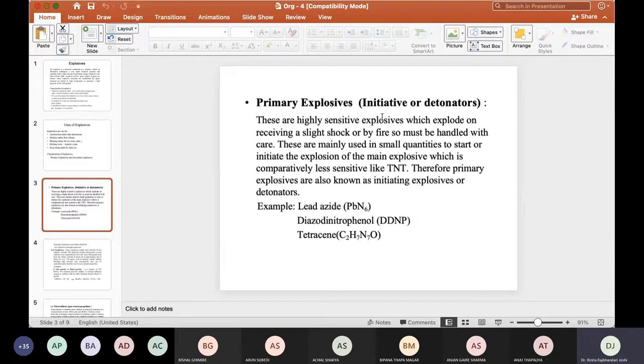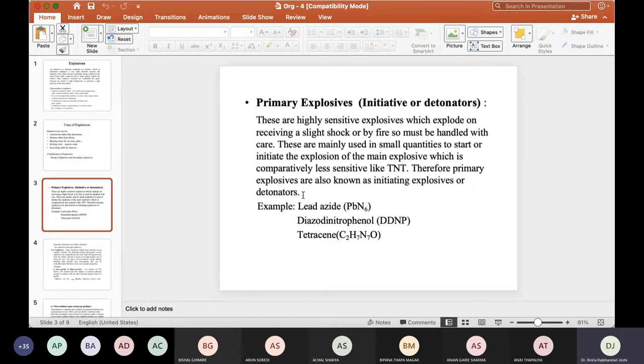Primary explosive is highly sensitive, which explodes on receiving slight shock, slight detonation, mechanical shock, electric shock, or fire. Being extremely sensitive, it must be handled with care. Accidents can happen, but these are mainly used in small quantities to start or to initiate the explosion of the main explosive, which is comparatively less sensitive, like TNT. Therefore primary explosives are also known as initiating explosives or detonators.